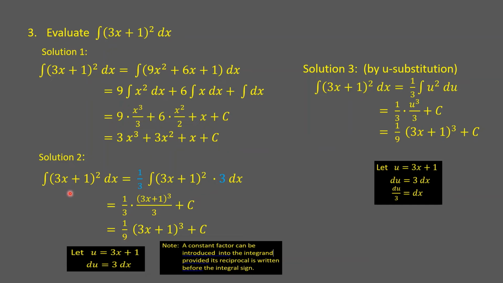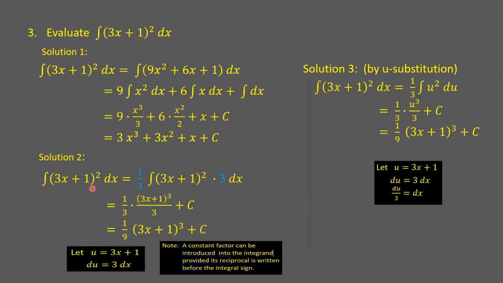Simplifying this expression, we have 3x³ + 3x² + x + c. Now, the second solution presented here is done by fitting the integral to the form of the integral of uⁿ du, so that we evaluate the integral using the more general form of the power formula.